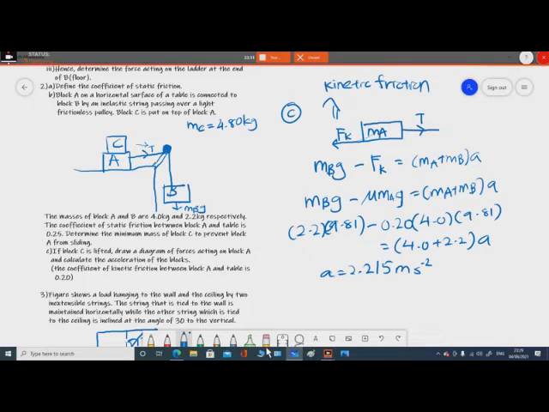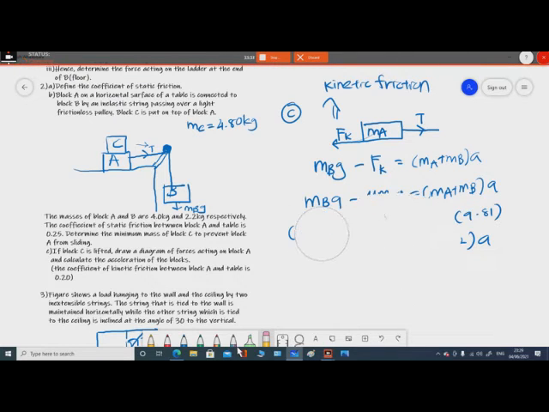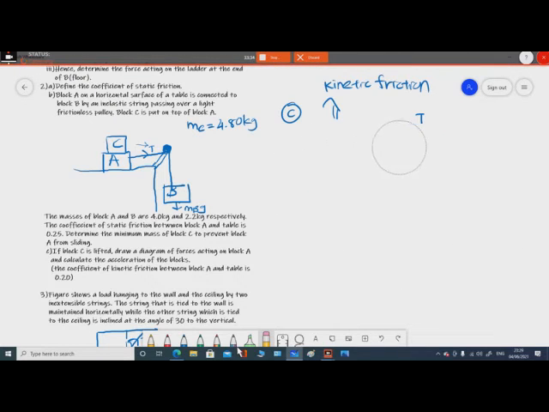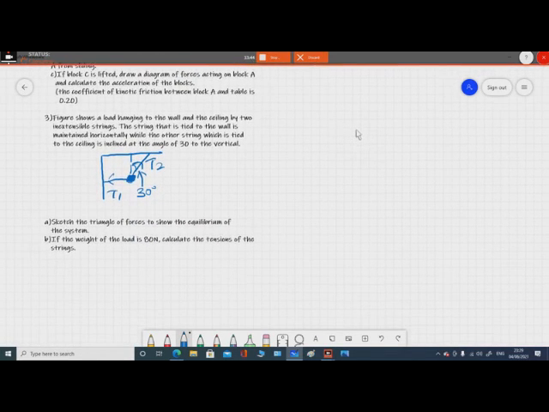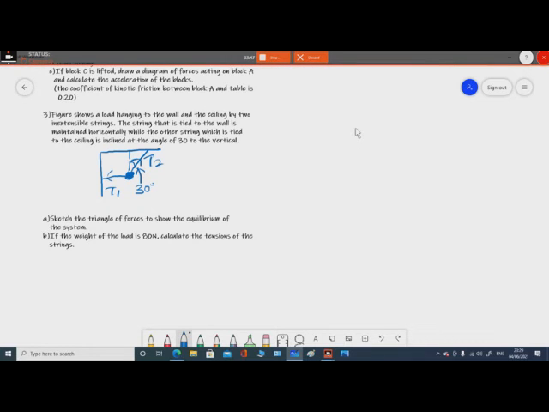We need to note that this is actually MA plus MB since the blocks are moving together. So make sure to be careful after watching this video and during problem solving. Okay, so let's move on to our last question.